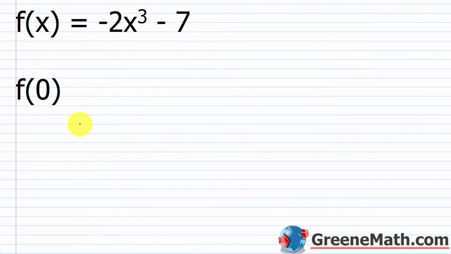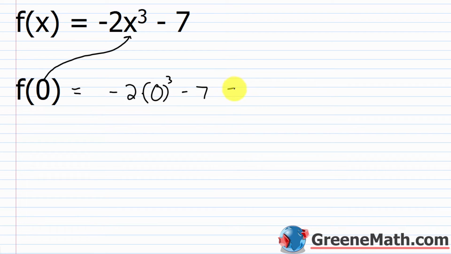All right, let's take a look at another example. So we have f of x is equal to negative 2x cubed minus 7. We want to find f of 0. So again, all I'm doing is replacing x with that 0. Whatever's inside of parentheses, replace your independent variable with that. So I would have negative 2 times 0 cubed minus 7. 0 cubed is 0. Negative 2 times 0 is 0.